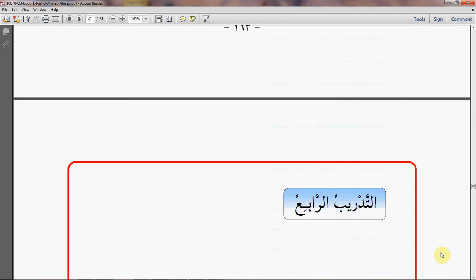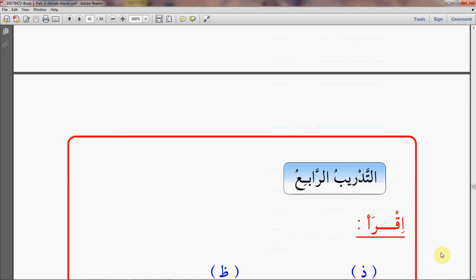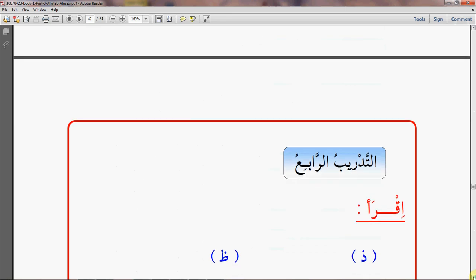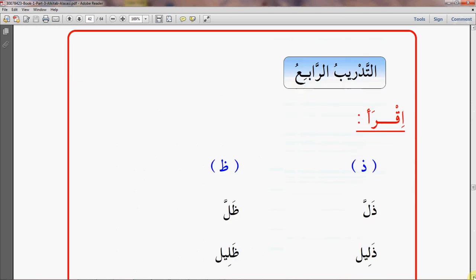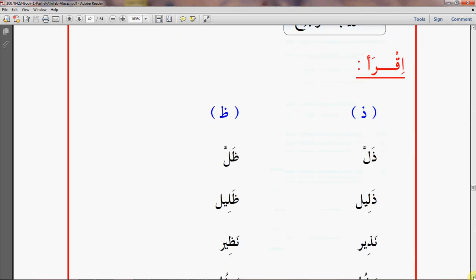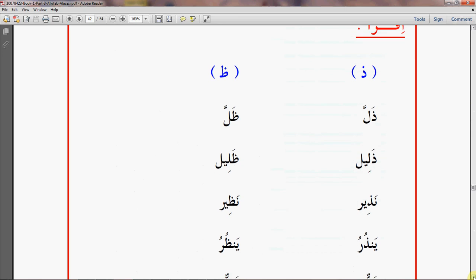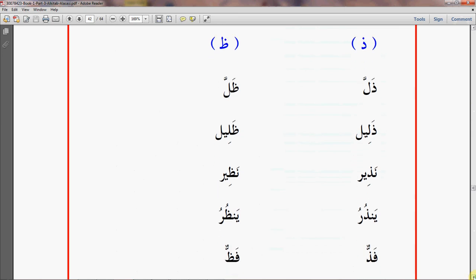Exercise 4. Read. In this reading we will take two letters that have similar sounds, and try to check how to read them properly, or how to get the difference in the pronunciation between them when we read words.